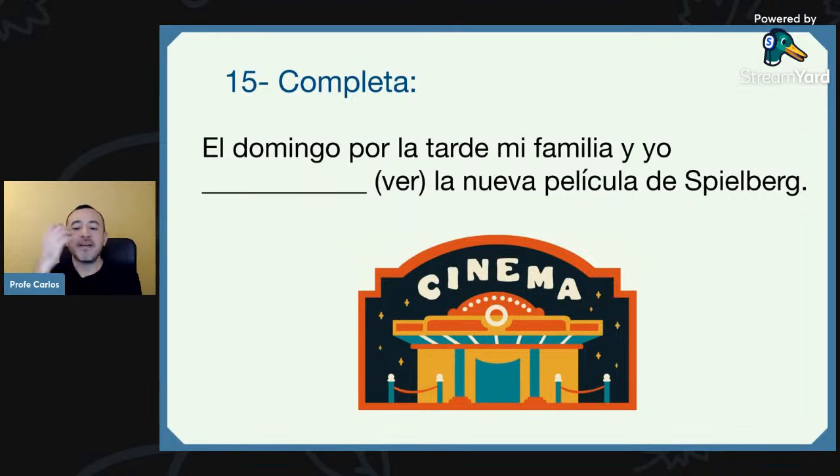15. El domingo por la tarde, mi familia y yo, la nueva película de Spielberg. We have our time in the future. El domingo por la tarde, mi familia y yo, la nueva película de Spielberg.